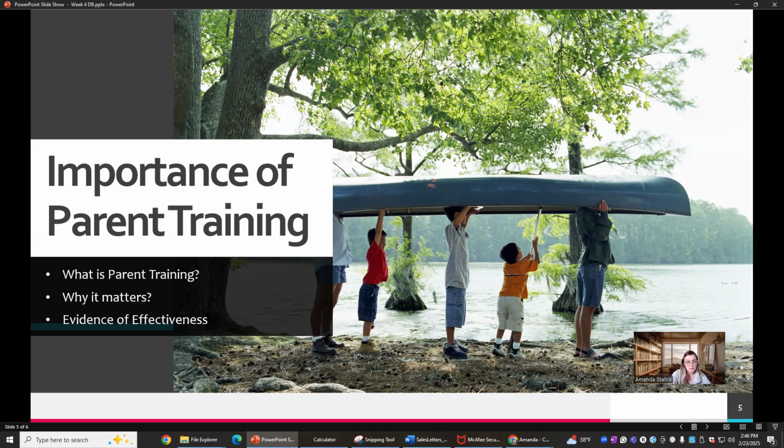Parent training programs are designed to equip parents with the skills they need to manage their child's behavior effectively. In combination with robust support systems, these programs can help create lasting positive outcomes for both their children and their families. An essential part of the parenting training is learning how to effectively manage challenging behaviors.